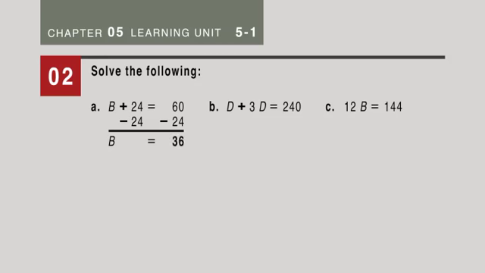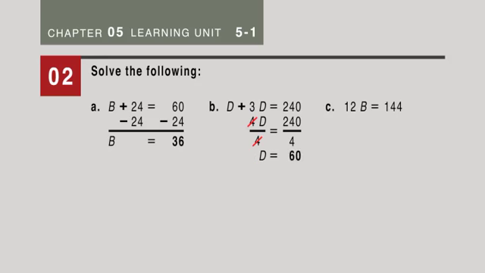In B, D plus 3D equals 240. Combine all the D's, it's 4D equals 240. That means 4 times a D equals 240. Therefore, we see multiplication. What do we do? Divide both sides by 4. Whatever you do to one side, you do to the other, giving D equals 60.